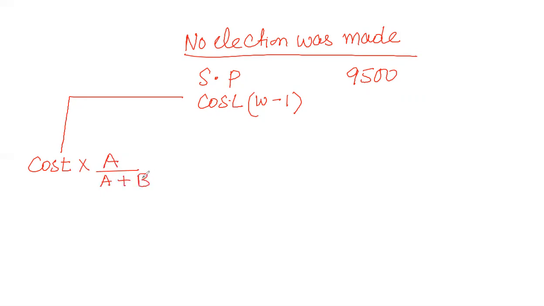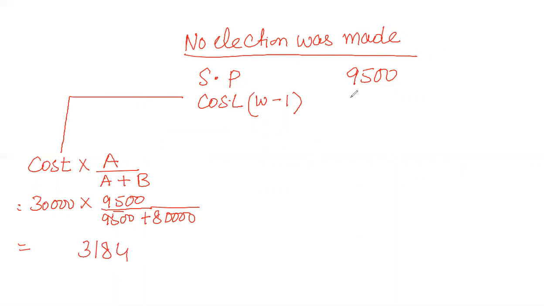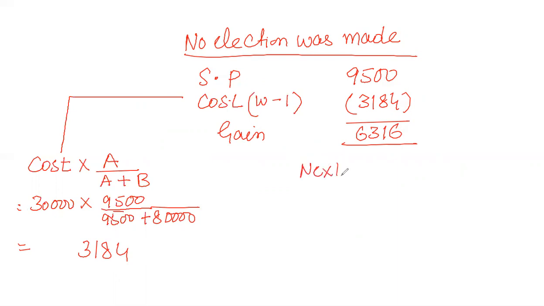As far as this is concerned, the original cost was 30,000. The part disposed of value is 9,500. The remaining value is 80,000. So 9,500 plus 80,000. This will give you an answer of 3184. So deduct 3184 from this value and it will give you a gain of 6316.